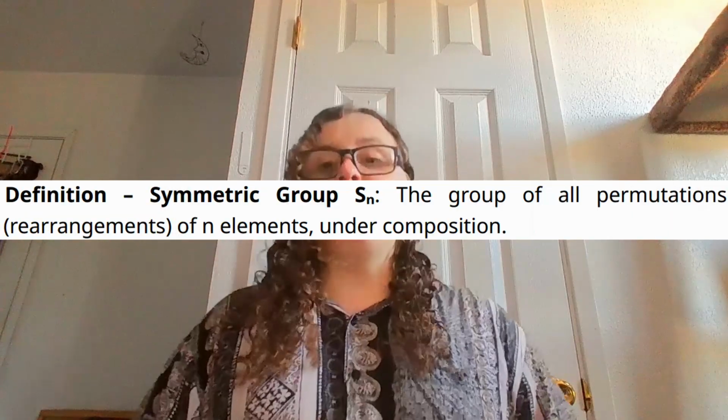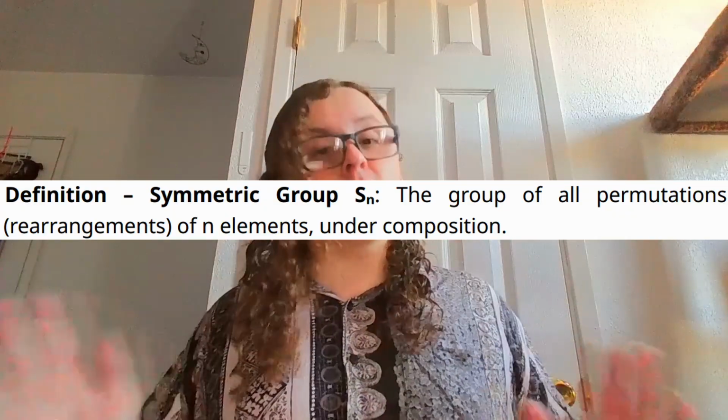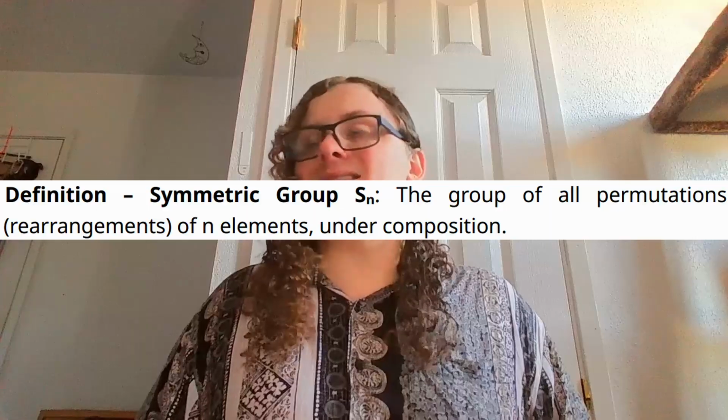So what is a permutation group? The group of all permutations of n elements under composition is called the symmetric group. We denote it S_n. Let's break that down. We begin with a fixed set of n elements, like 1, 2, 3, and so on to n. A permutation is just a rearrangement of that set. If you list all possible rearrangements, you'll get exactly n factorial different ones.